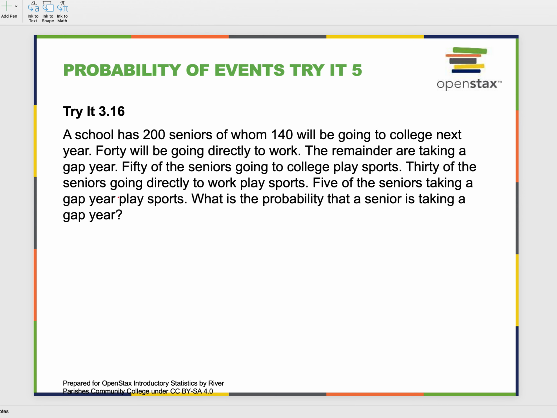This is one way of looking at it. Either they're going to college or they're not going to college, right? Those are mutually exclusive events. But playing sports straddles both. 50 of the seniors going to college play sports. 30 of the seniors going directly to work play sports. 5 of the seniors taking a gap year play sports. So it's 50 plus 30 plus 5 is the total number. What is the probability that a senior is taking a gap year?